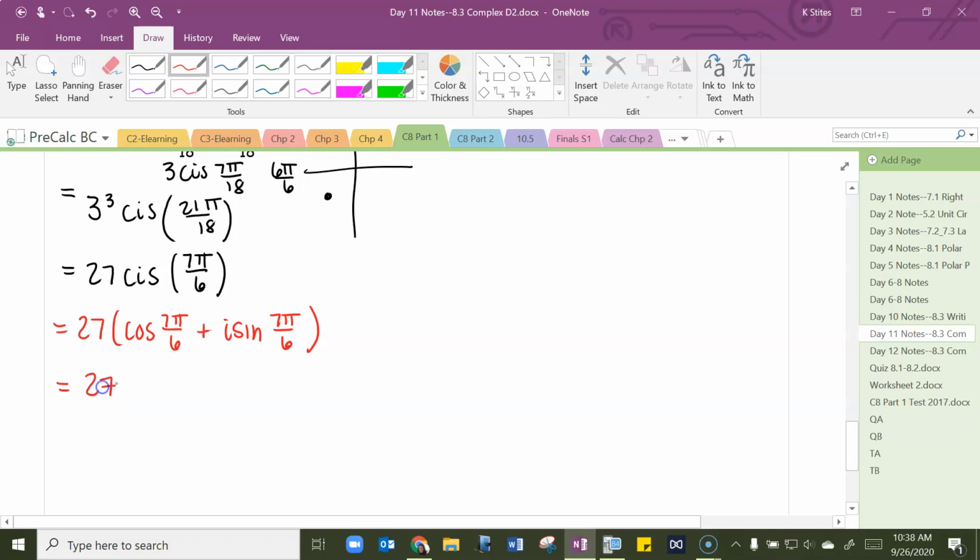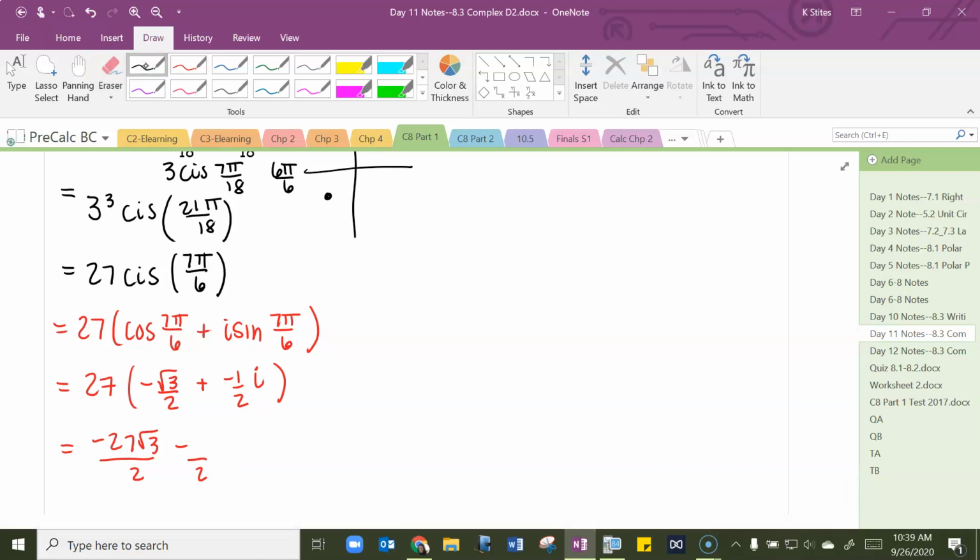Okay. And cosine of 7 pi over 6 is going to be root 3 over 2, but it will be a negative because I'm in quadrant 3. Sine of 7 pi over 6, again, that's going to be a negative, but a 1/2, and I've got i. And then we can distribute, and it doesn't really simplify very nicely. It's just going to look like this. Oops, I forgot my 27. So minus 27 root 3 over 2 minus 27 over 2i.